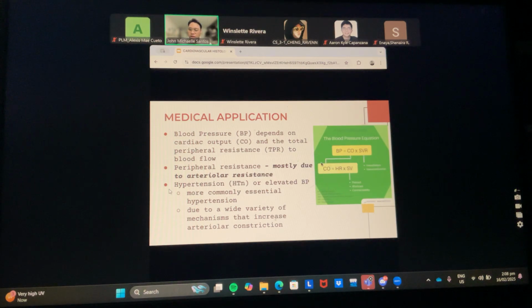Ano ang component ni cardiac output? Your cardiac output is determined by your heart rate and your SV, which is your stroke volume. Ano ba yung stroke volume? It is the amount of blood that is going out of your heart. Okay, so it is affected by your preload, afterload, and contractility. So lahat ng to, these are not histologically relevant. They are more relevant sa physiology.